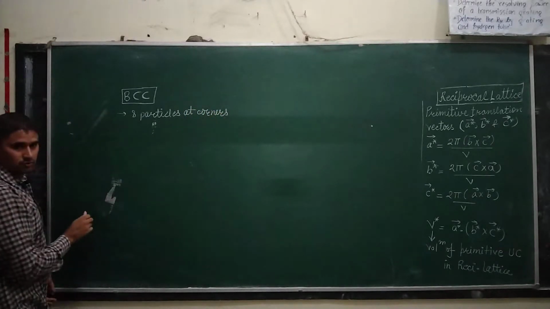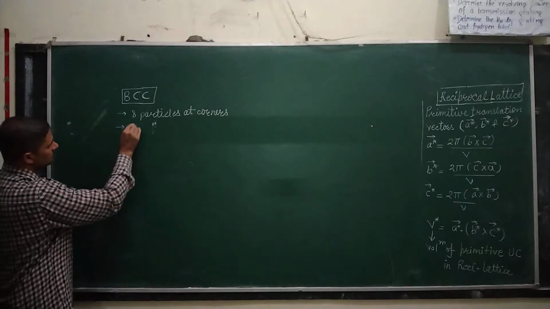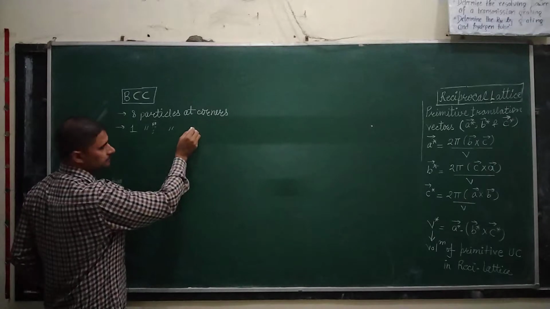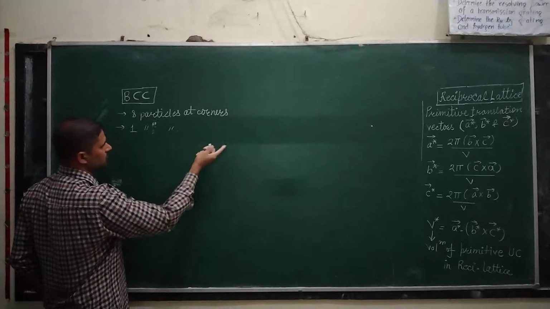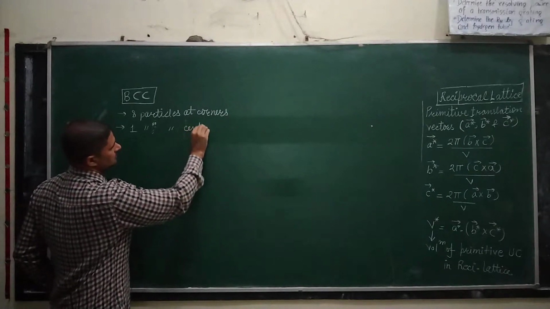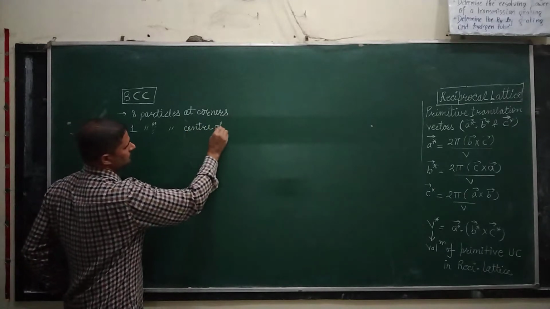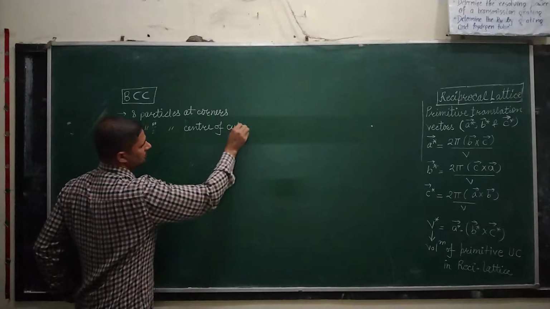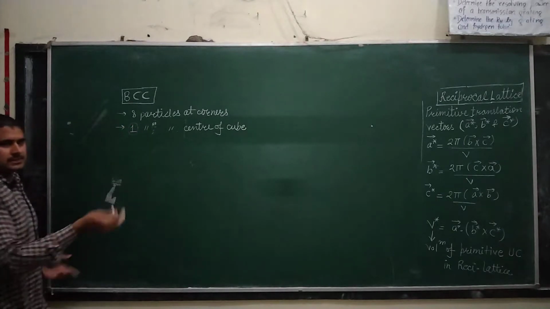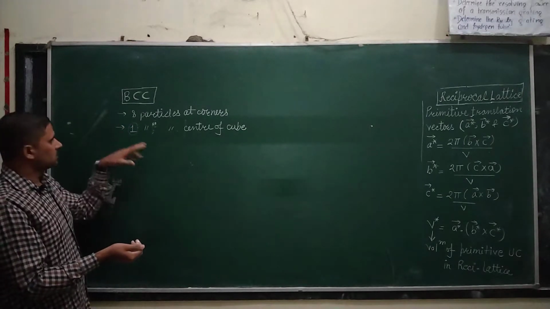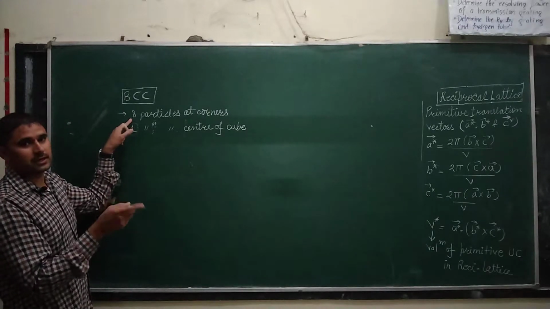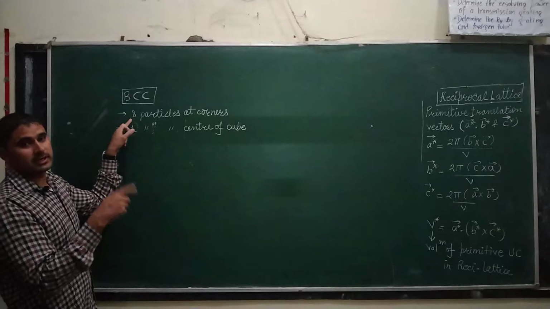Okay, 8 particles are at the corner and one particle at the body center. Okay, cross of the diagonals, cross of body diagonals, one particle at the center of the cube, I will say. Okay, so this one particle is totally inside the cube. Its contribution is unity, and the contribution of the particles which are at the corner is 1/8.